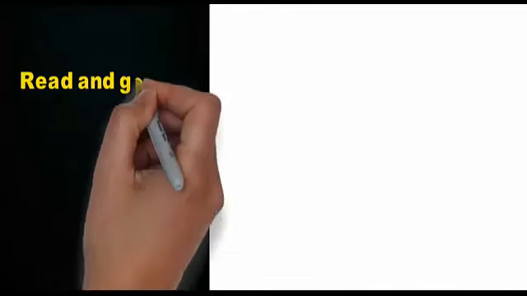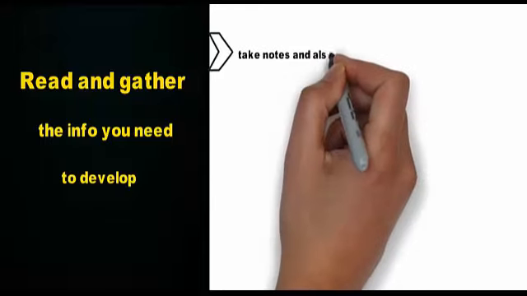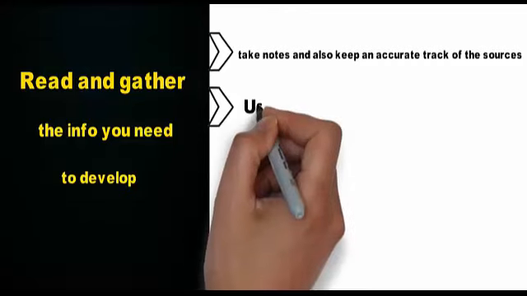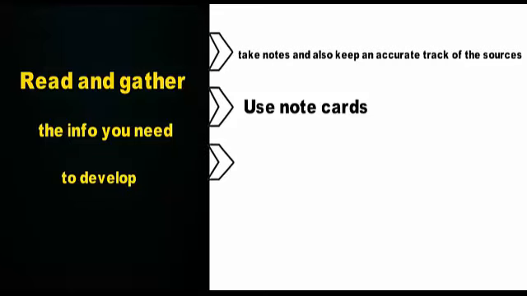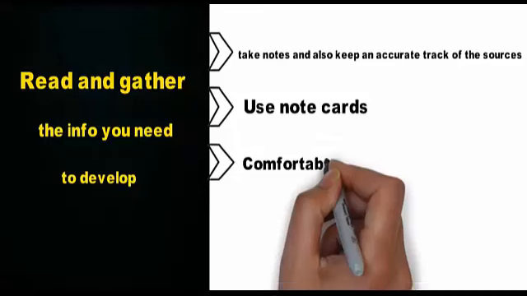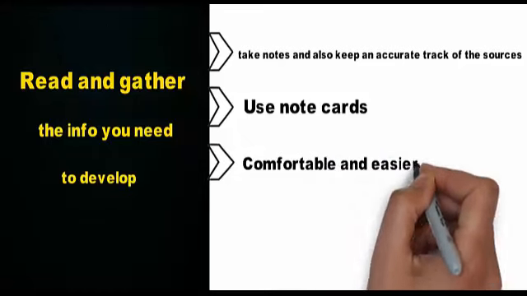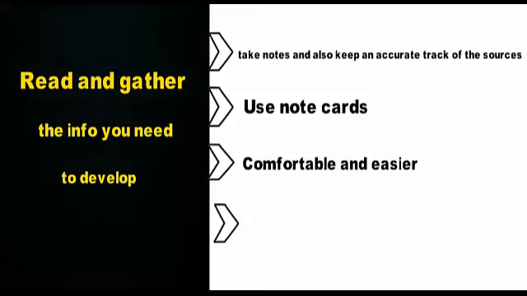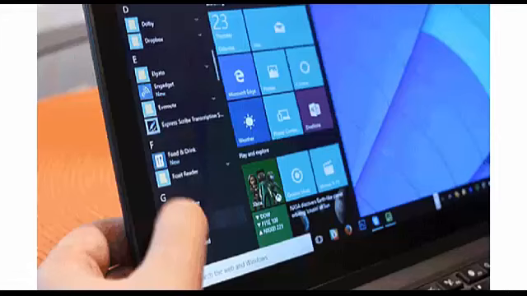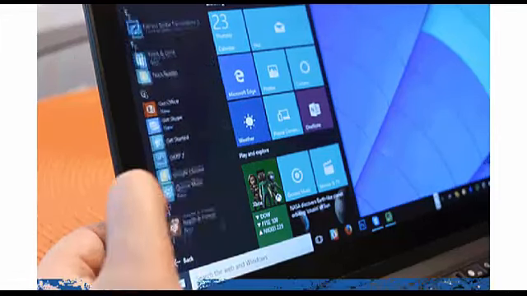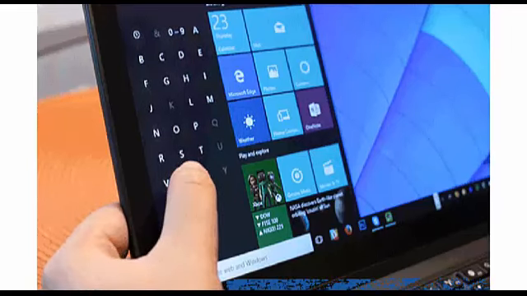Step 2. Read and gather the info you need to develop a thesis statement or research question that will guide your thesis. You should take notes and also keep an accurate track of the sources of information you have used up to this point. A lot of people use note cards, but it's easier and better to use electronic note-taking programs in this electronic age. Just make sure to use a form that is comfortable and easier for you. Also, make sure you cite the source of every piece of information you are using on each note so that you won't forget where you got the information from, just in case you want to use it in your thesis.